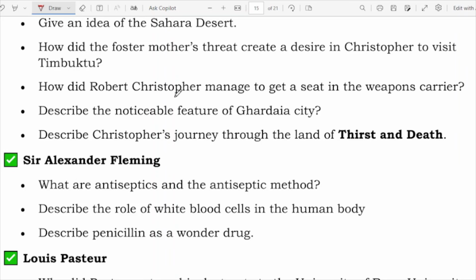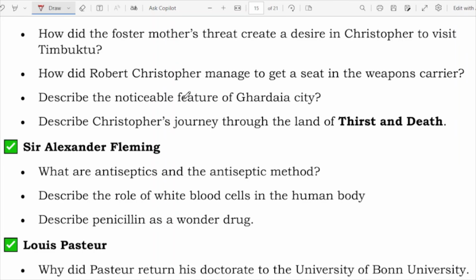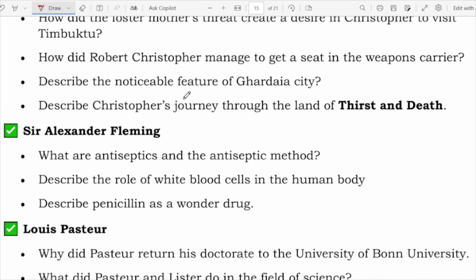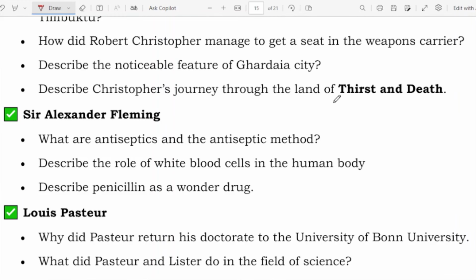How did Robert Christopher manage to get a seat in the weapons carrier? Describe the noticeable feature of Guardia city. That is very important. You can be given a comparison, Al-Sala, in Sala as well. Describe Christopher's journey through the land of thirst and death.